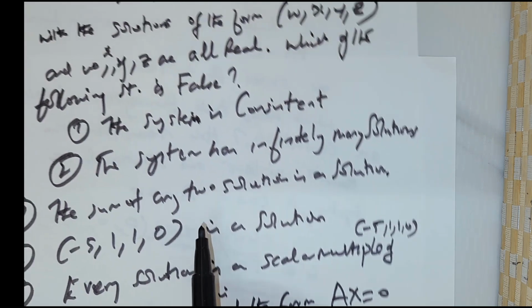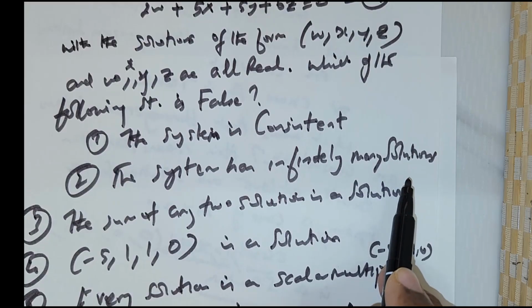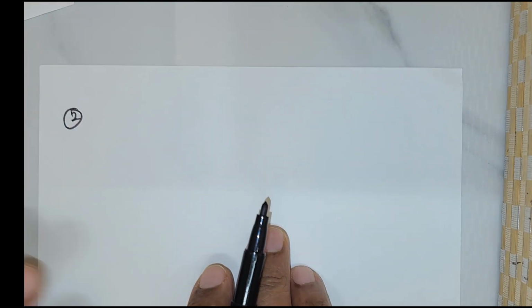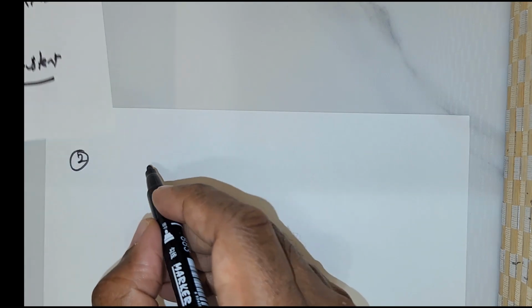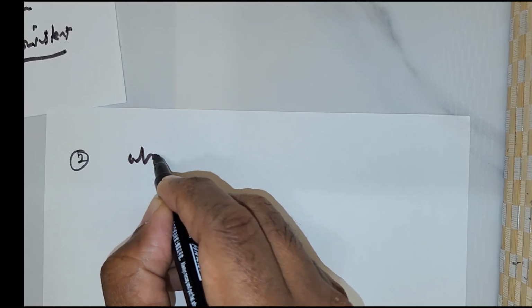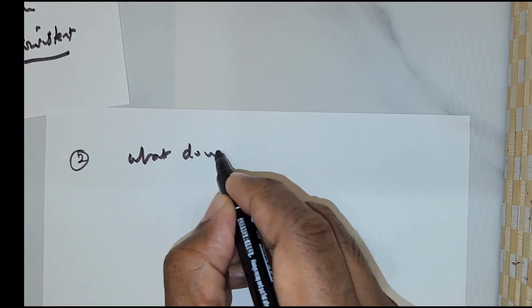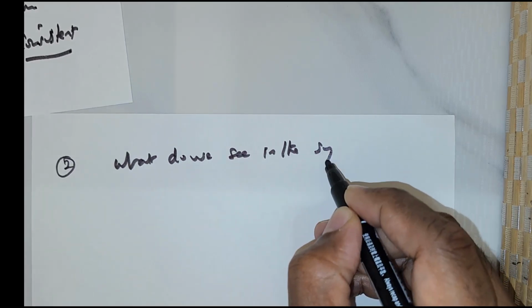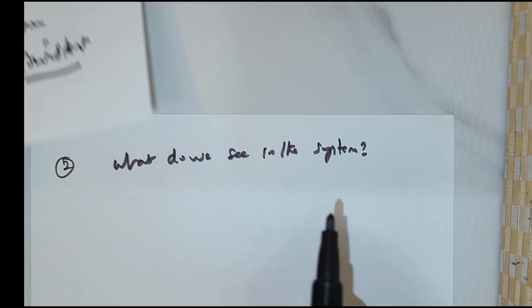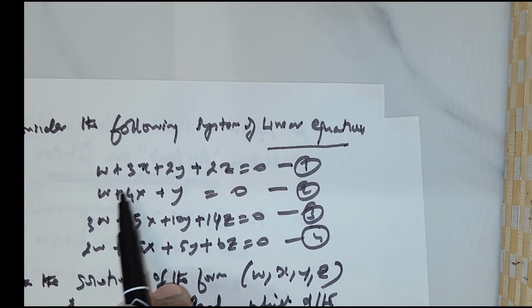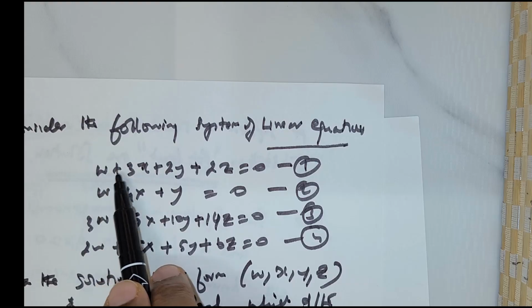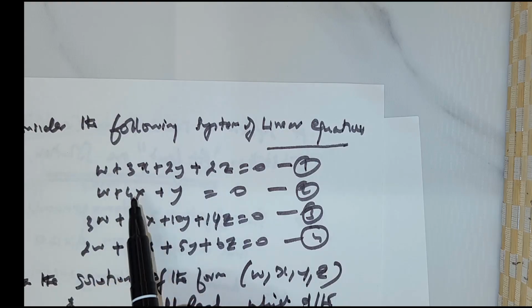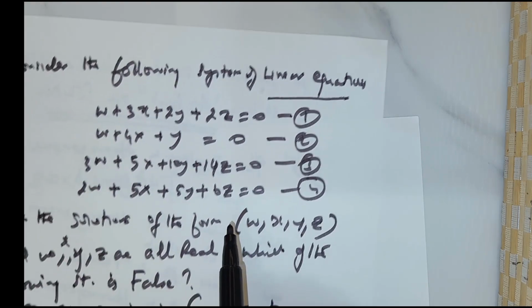Now let us see if choice 2 is true or false. The system has infinitely many solutions. Is this true or false? To answer this question, we need to know what we see in the system. That's an all important question. So go up here. What do you see here? You see a w variable, an x variable, y and z. How many variables are there? There are 4 variables.